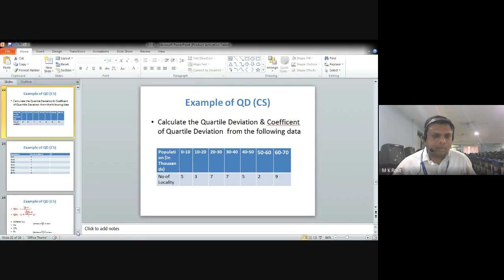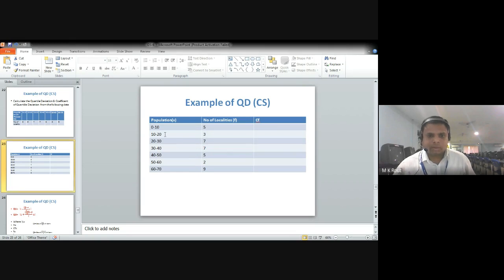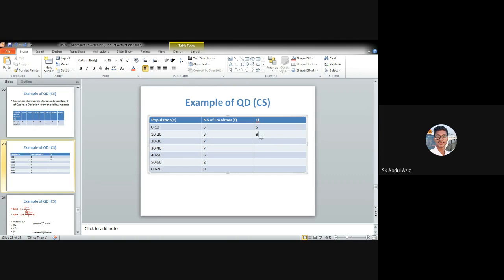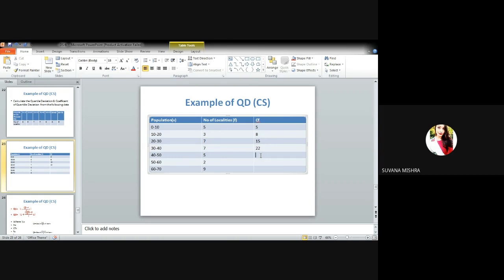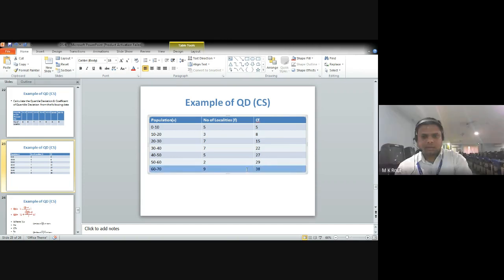So here we have to solve this by making the same sequence of tables. In the case of population, we have classes 0 to 10s and the respective frequencies given: 5, 3, 7, 7, 5, 2, 9. First, calculate the cumulative frequencies: 5, 8, 15, 22, 27, 29, 38. Here I write the sum of frequencies, 38.